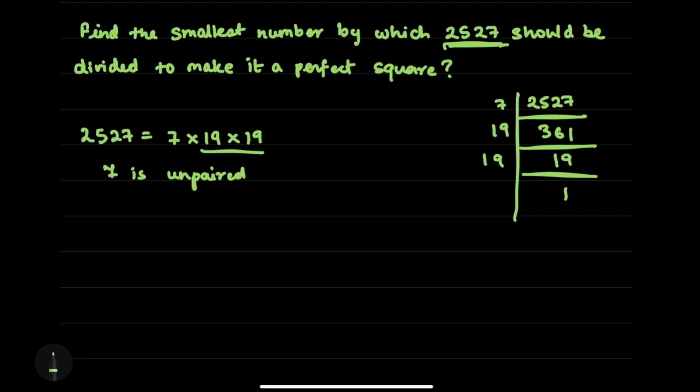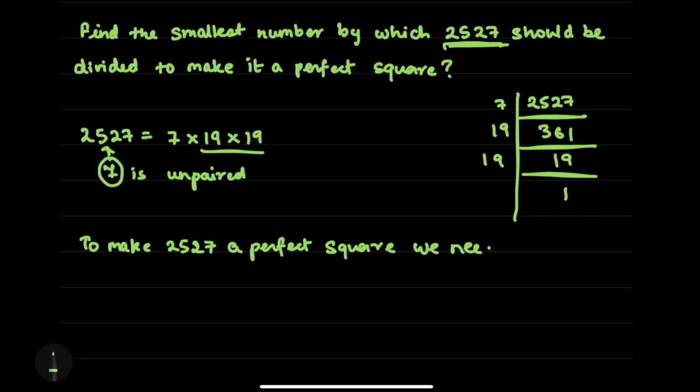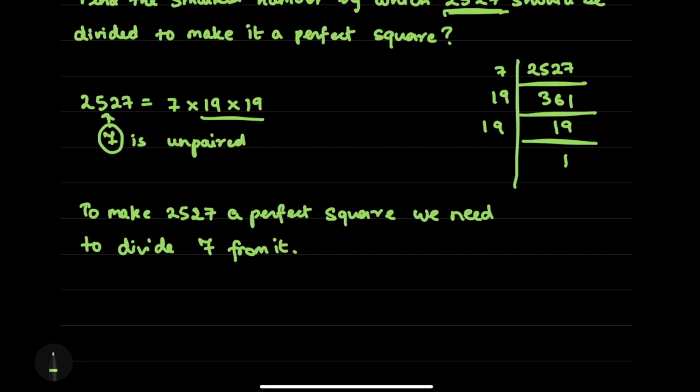So in this type of question, when you need to divide something, we need to divide 2527 by 7 to get that perfect square. To make 2527 a perfect square, we need to divide 7 from it. And that's how we do it.